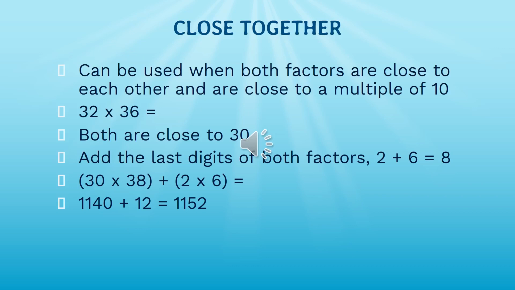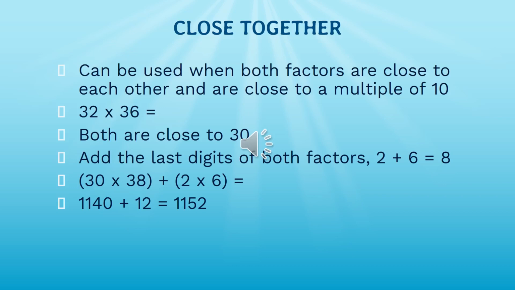So here I will add 2 and 6, and that gives me 8. Now that 8 would be added to 30. Now my new factors would be 30 and 38. That's a bit handy. So multiplying 30 by 38. So 3 times 30 is 90. 3 times 8 is 24. 90 plus 24, it's 114. And attaching a 0, I should have 1,140.